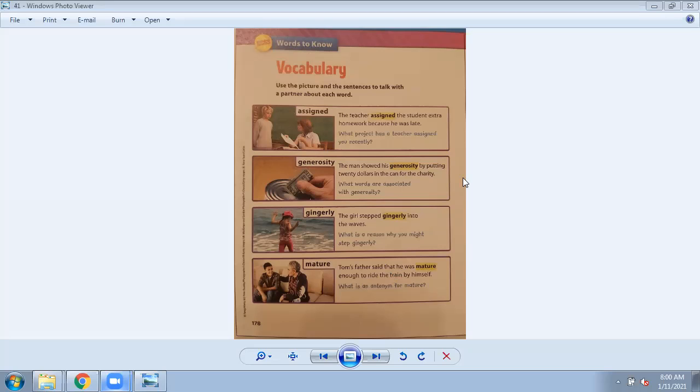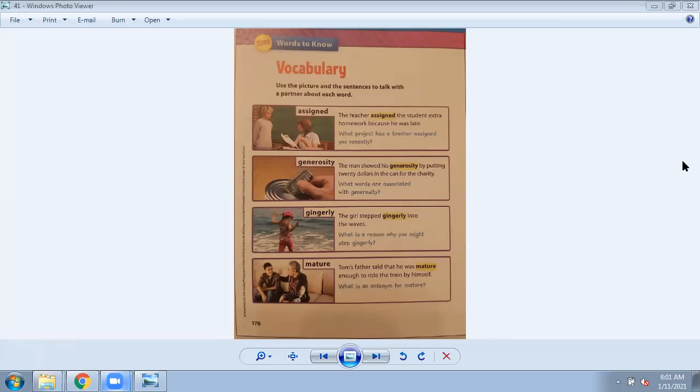Okay, all right. Thank you, Wahba. Layan, can you read the sentence for us, please, for mature? Yeah, sure. Tom's father said that he was mature enough to ride the train by himself. Okay, very good. Tom's father said he was mature, meaning he behaves in a way and he handles himself like an adult, not like a child. And so he's trusted to ride the train by himself. Very good, honey. Thank you.